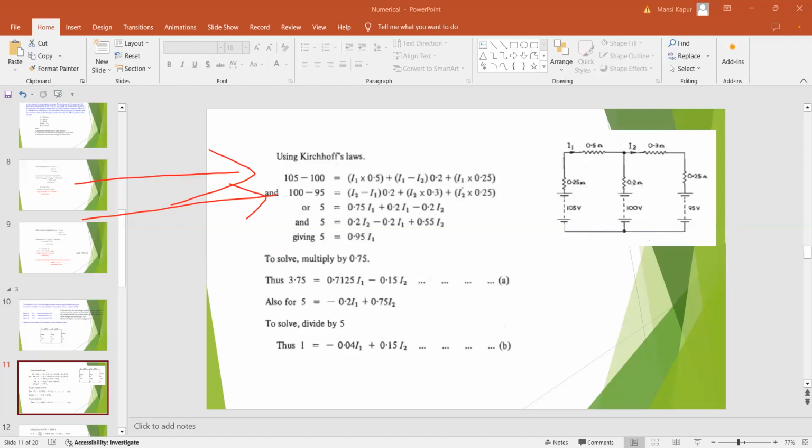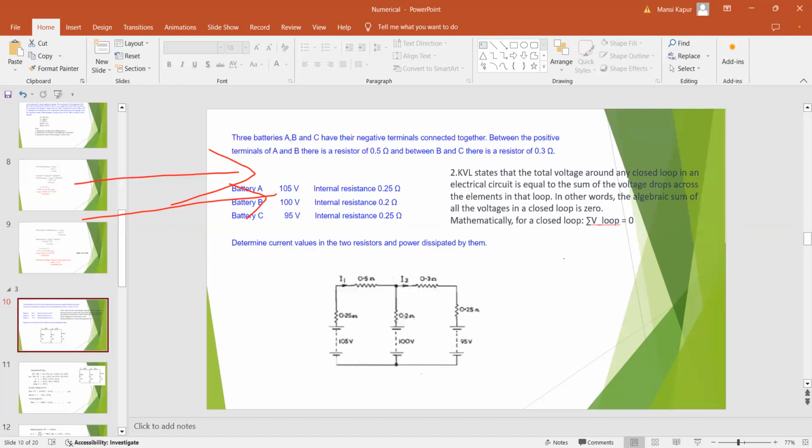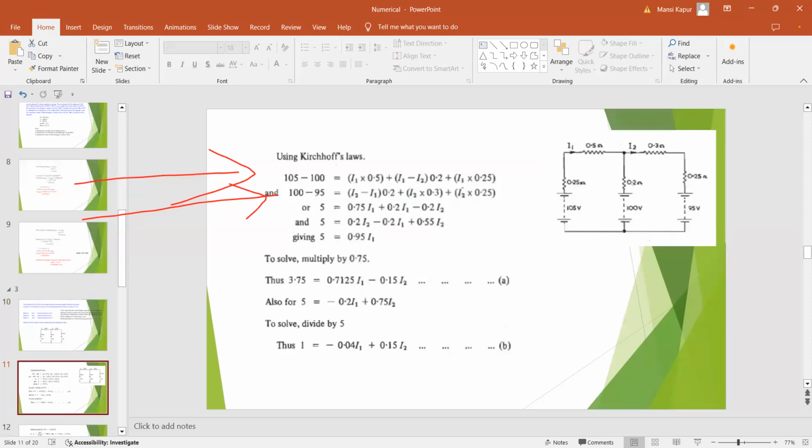Sir, I have one more doubt. Like in this junction also, minus 100 plus 95, right side one. Minus 100 plus 95, correct? Then 0.2 into I1 minus I2, correct? 0.2 into I2 minus I1 now.